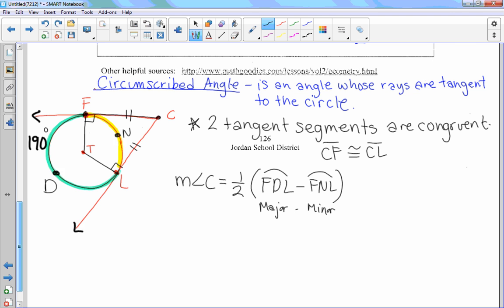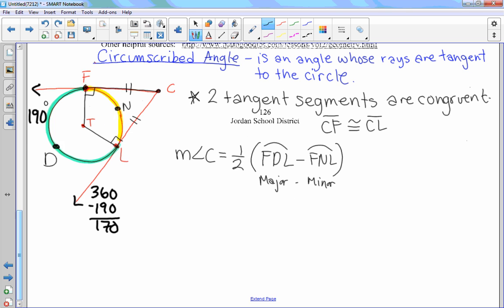How do you find 170? You just take 360, subtract 190, and you get 170. So, knowing both those arcs, we can calculate the measure of angle C.